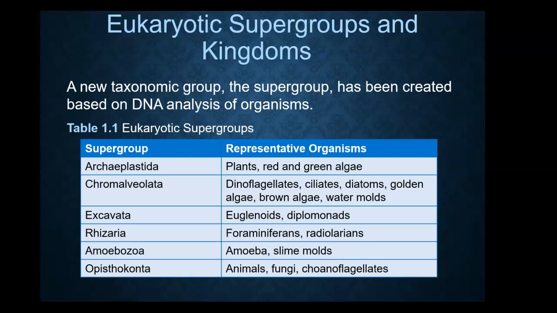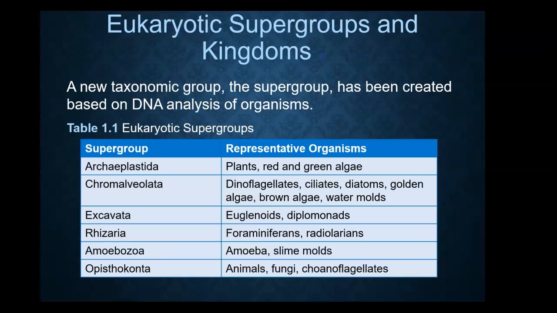All right, so let's go into these eukaryotic supergroups and kingdoms. Okay, so a new taxonomic group, the supergroup, has been created based on DNA analysis of organisms, and that's Archaeplastida, and that's the plants, red and green algae, Chromoviolata, the dinoflagellates, ciliates, diatoms, and you can read this. This will not be on your test, specifically all these names. It's just that we want to mention it to you.